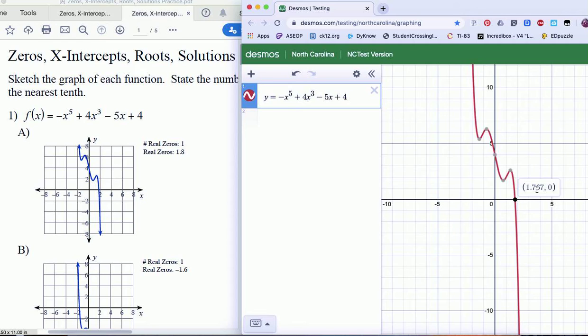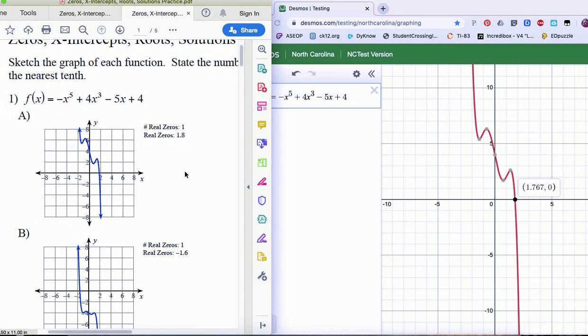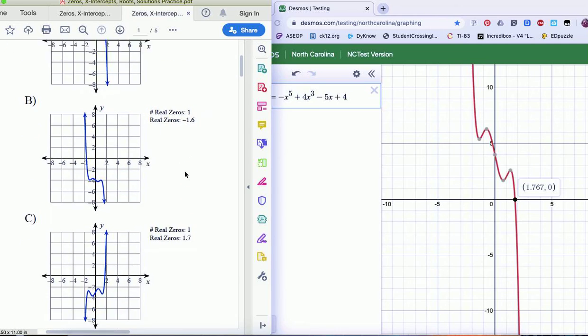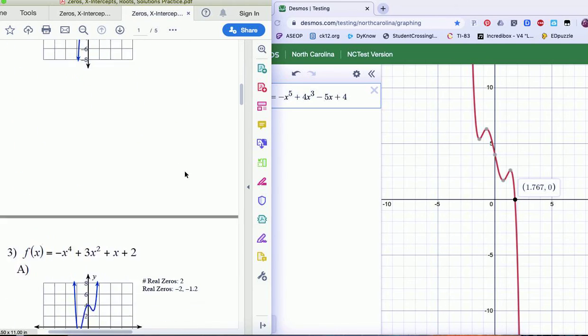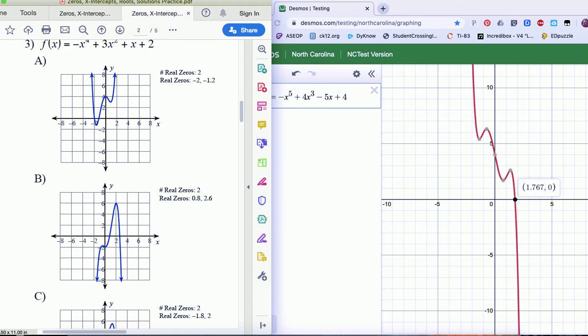Well, if I click on that dot, I can see that it's 1.767. Rounded to the nearest tenth is 1.8. So your answer choice here would be A. Now, if you want to sketch these by hand, you're more than welcome to, but I recommend using Desmos. I'm going to go ahead and do another one with you so you can see what we're looking at.